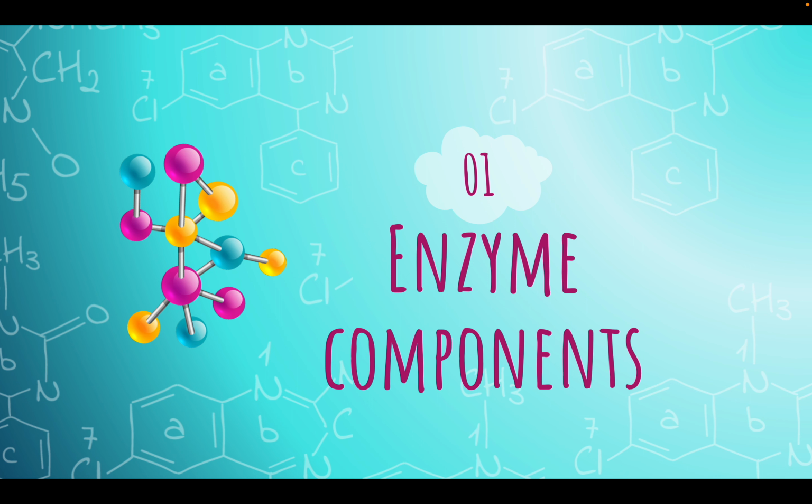So when an enzyme is bound to its coenzyme, it forms a holoenzyme. An enzyme without its coenzyme is referred to as an apoenzyme. So if an enzyme is bound with a coenzyme, it is called a holoenzyme. And if it is the enzyme without its coenzyme, it is an apoenzyme.